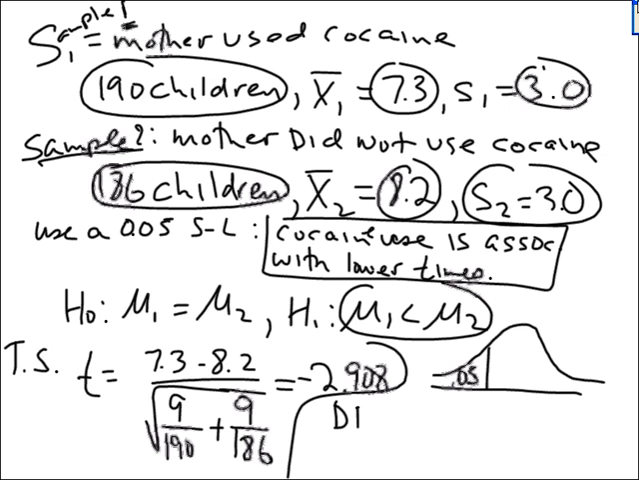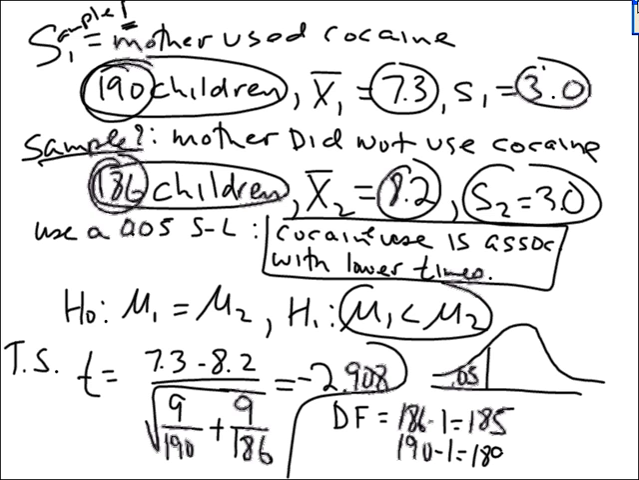Now, the DF is the smaller of the n minus 1s. 190, 186. If you take away 1 from those numbers, the smallest number you'll get is 185. If you did 190 minus 1, you get 189. Like it said, you use the smaller one. So the DF is 185. Now some tables don't have 185 or 189. Then you go to 200.